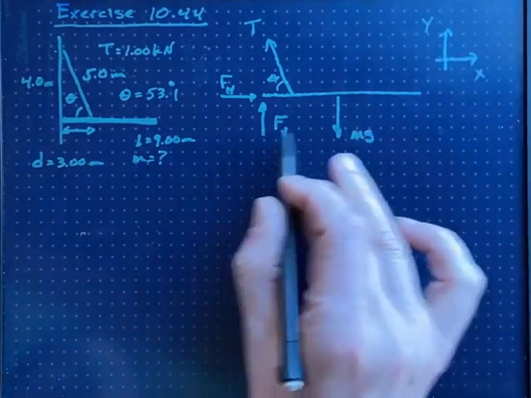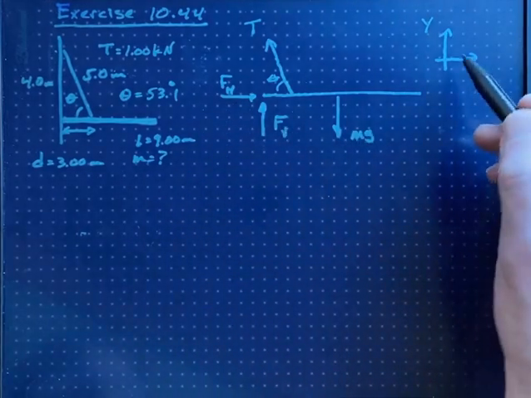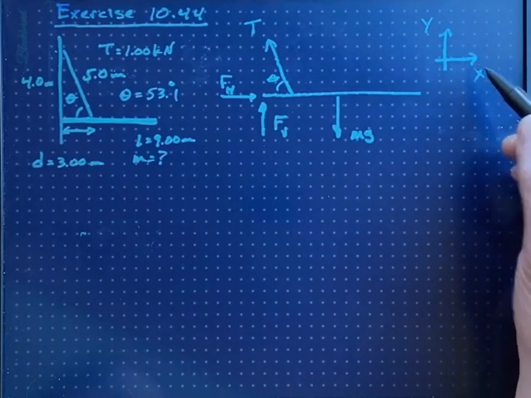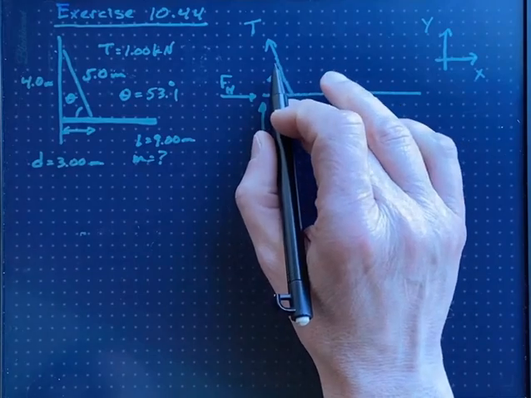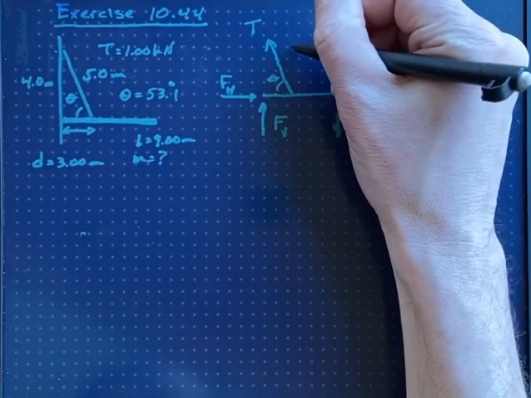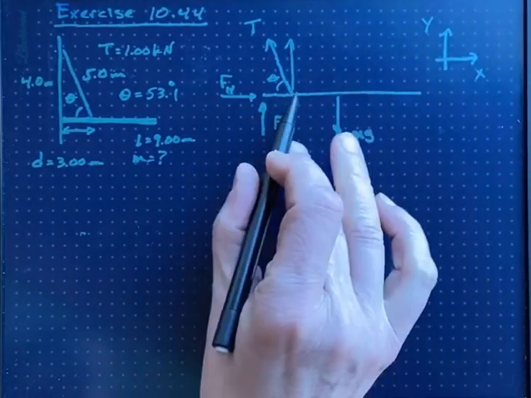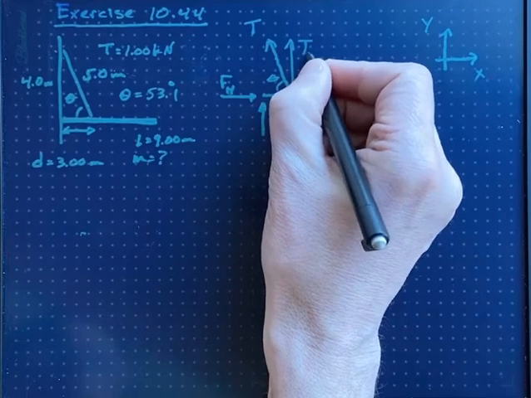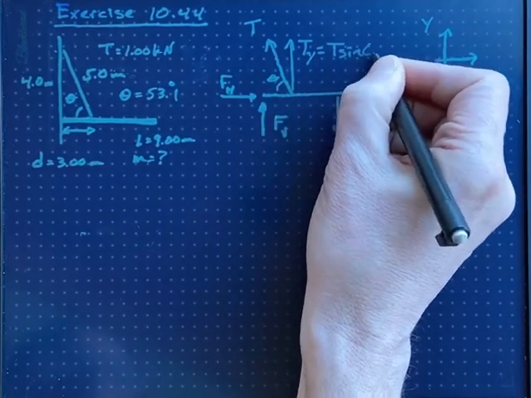Look, these are both up and down. This one's horizontal. If I choose a coordinate system that's left and right and up and down, there's only one force I need to resolve into its components, and that's this one here. It has a y component, which comes from the opposite side of this little triangle. So Ty is equal to T times the sine of the angle.